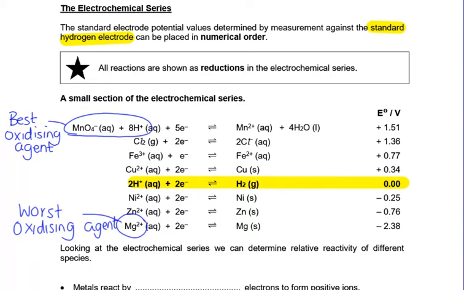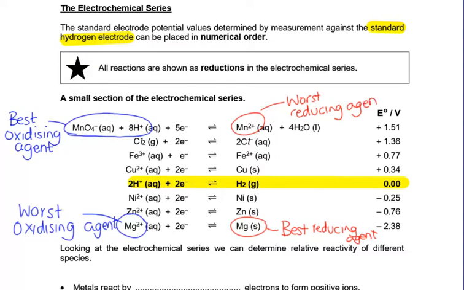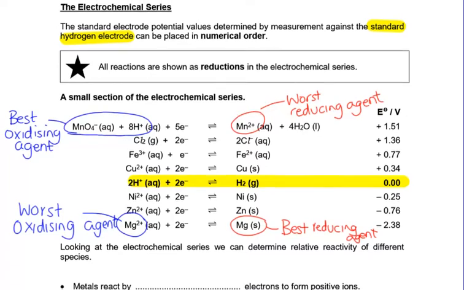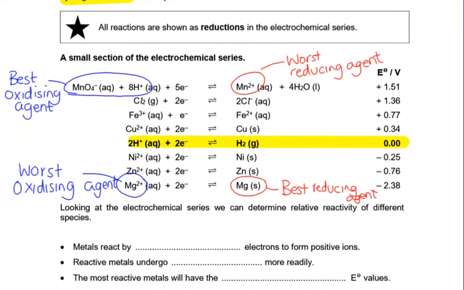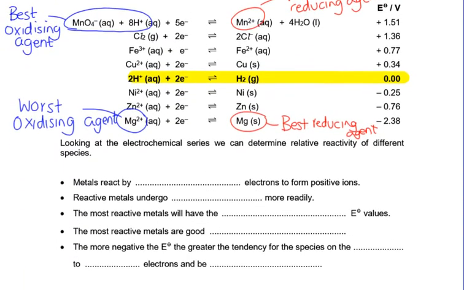Over on this side, this would be our thing that most wants to get oxidized and therefore is our best reducing agent. And this thing at the top, Mn2+, would be our worst reducing agent. It really does not want to give away electrons. It wants to go from left to right and gain them. It doesn't want to go backwards. This is called an electrochemical series and provides chemists with lots of information, puts these in order.